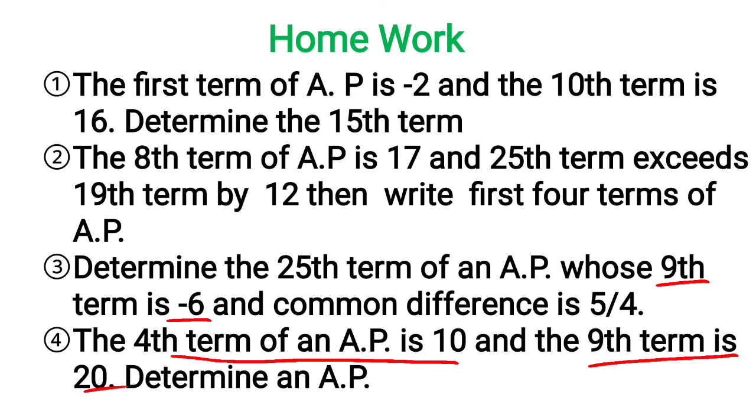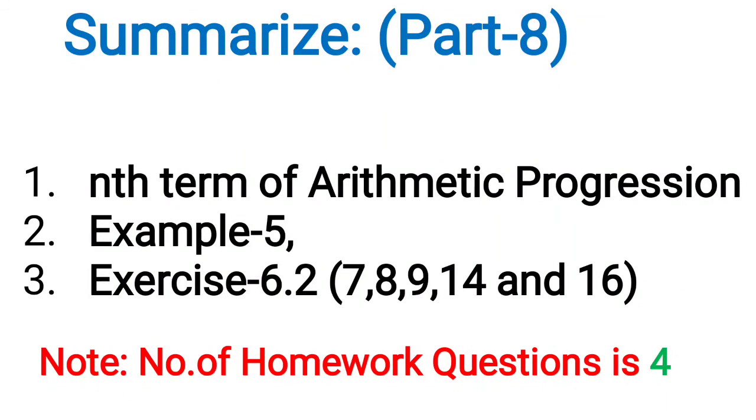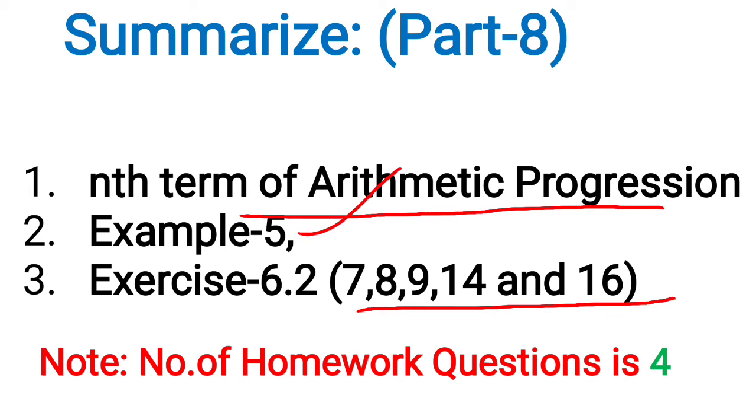Determine the AP. In this class, we learned the nth term of arithmetic progression topic and its related example 5 completed, and in exercise 6.2, problems 7, 8, 9, 14 and 16 completed. So the total number of homework questions is 4. I hope you understand this class.